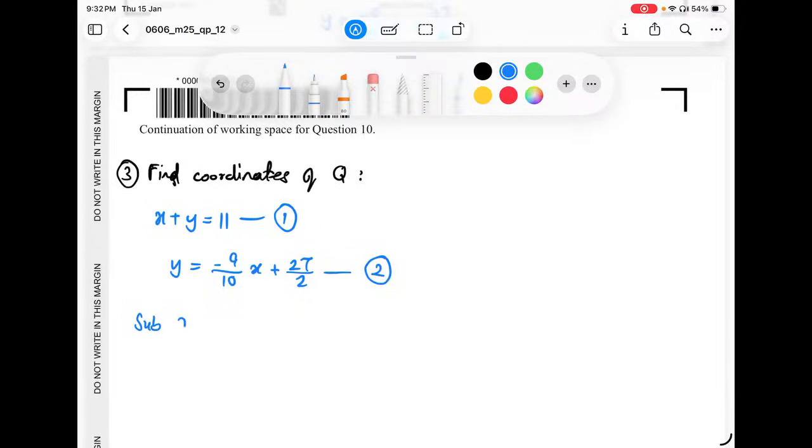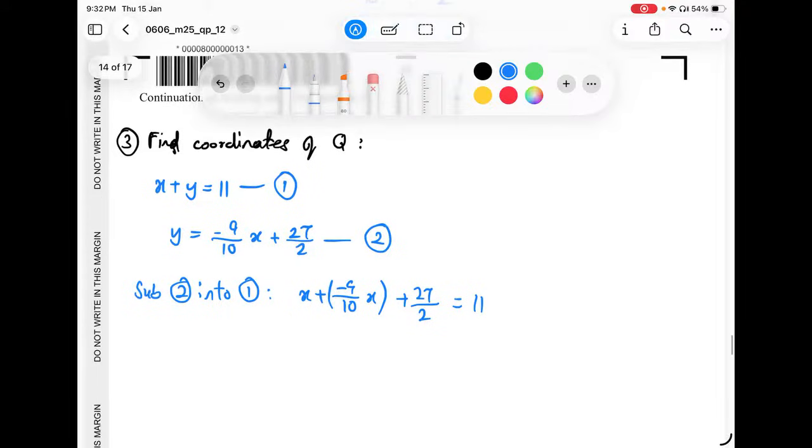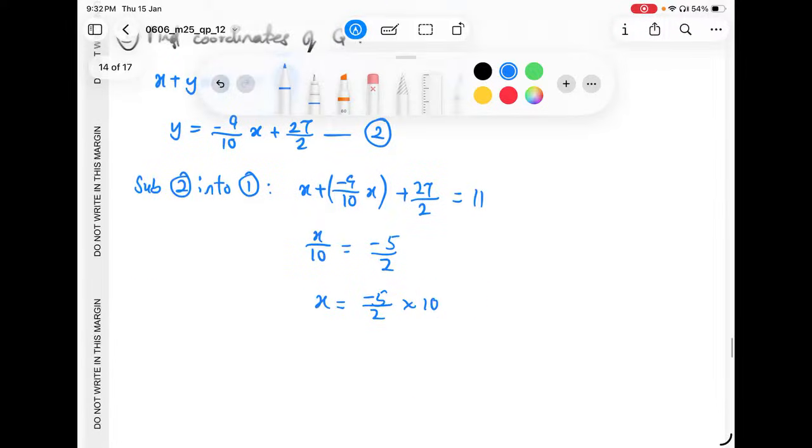So basically you can just substitute 2 into 1: x plus negative 9 by 10 x plus 27 by 2 equals 11. So that's going to be 1 minus 9, which is x by 10, plus 27 by 2 equals 11, so x by 10 equals 11 minus 27 by 2. That's going to be negative 5 by 2. Now the x value should be negative 5 by 2 times 10, which is going to give you negative 25. So that's your x coordinate.